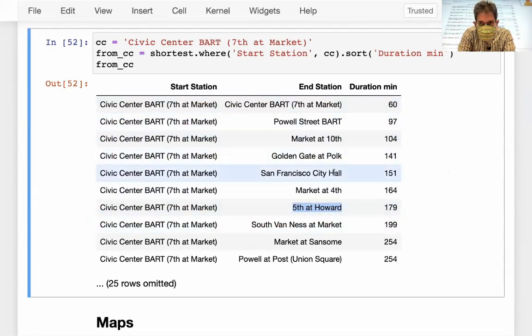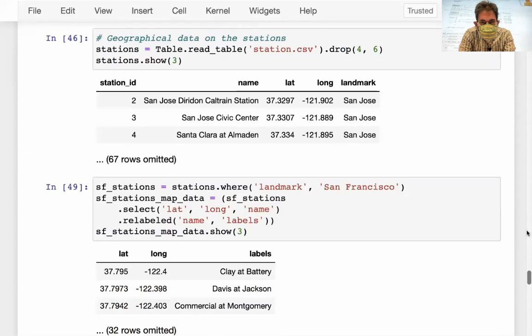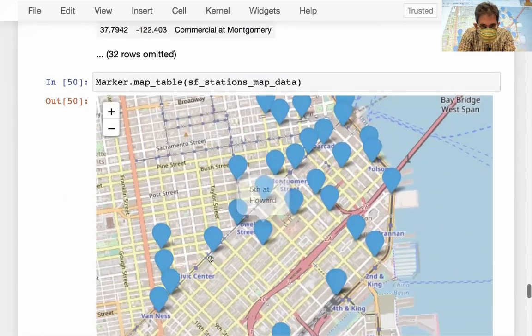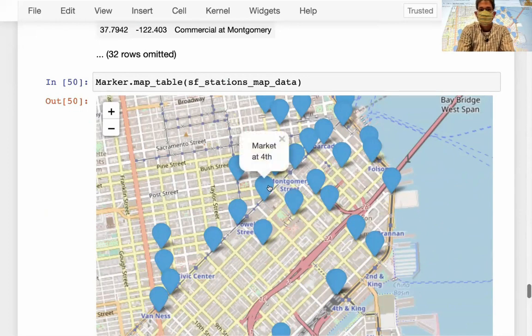Okay. So San Francisco City Hall and Golden Gate and Market and Fourth are all closer to Civic Center than 5th and Howard. Wait, that one looks farther away. That one looks farther away. That one looks farther away. They're farther away in straight line distance, but they're closer in bike distance because making this turn is slower than just flying up Market Street really fast.